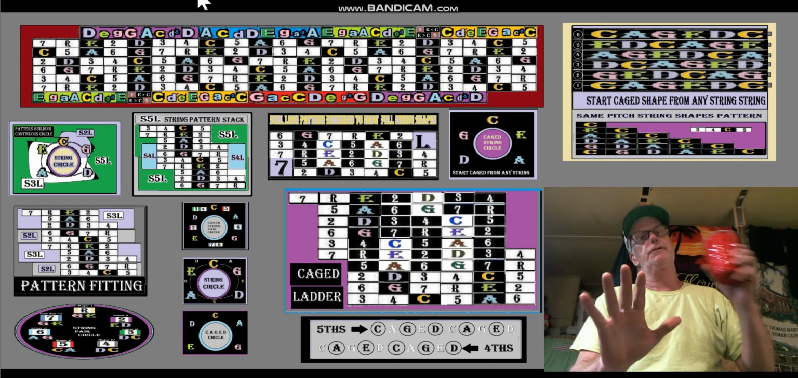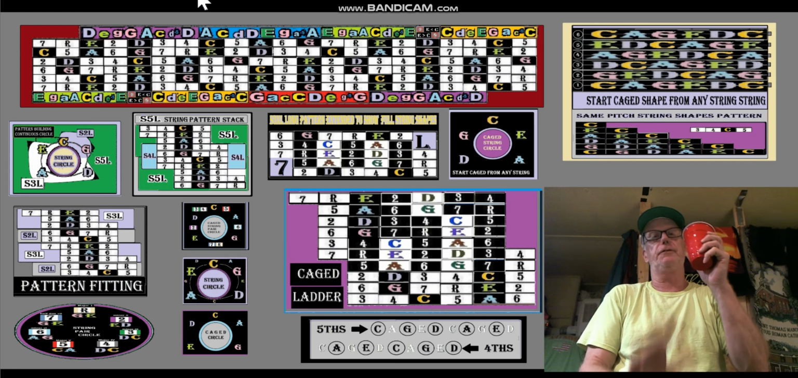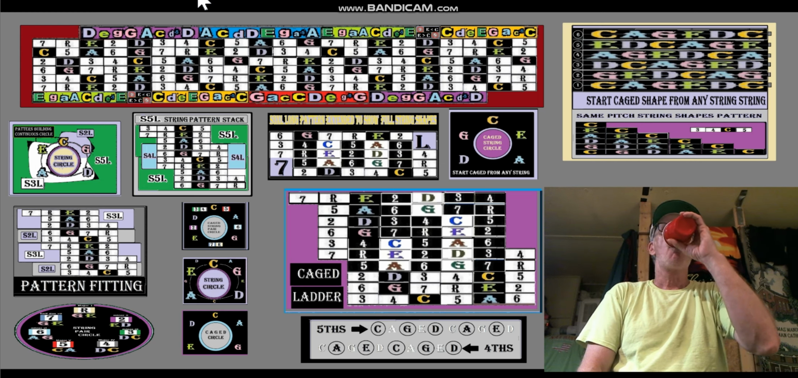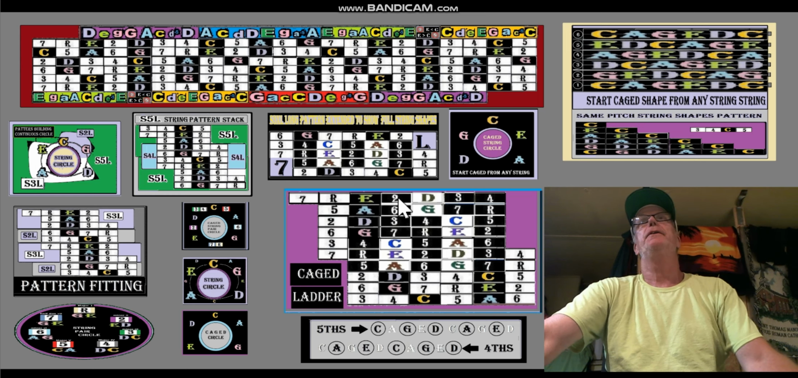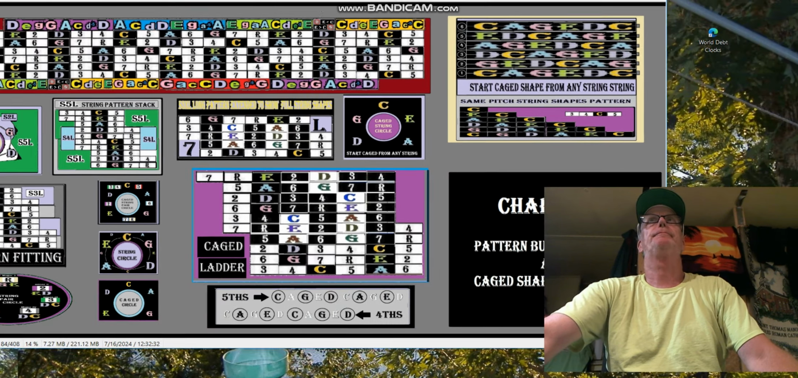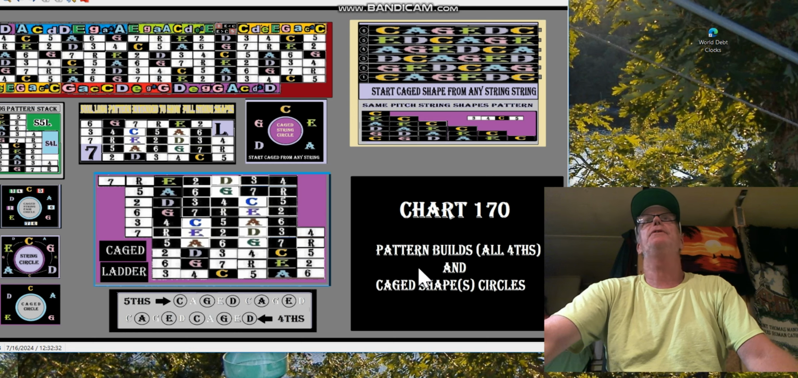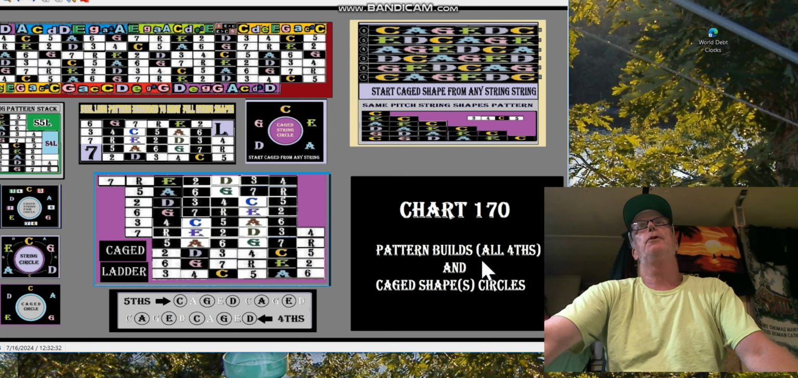Sit back, relax. I'm going to teach you some guitar if you don't know it. How the charts can help us. This is today's chart, and it is chart 170, pattern builds, all fourths, and cage-shaped circles.